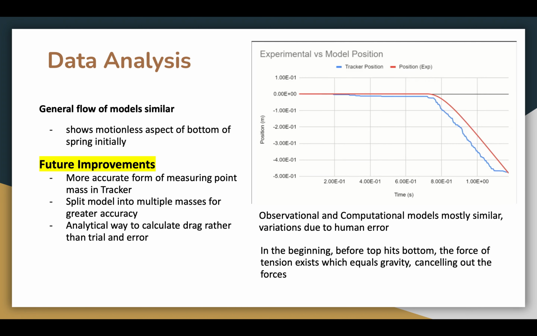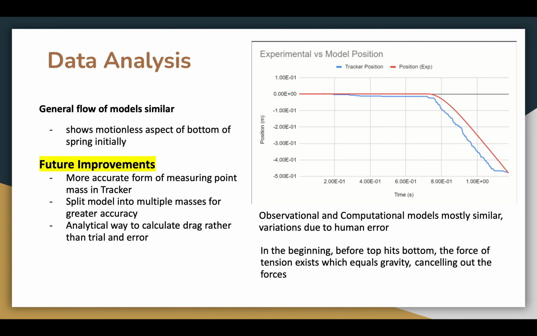This is my graph on Google Sheets comparing the computational and experimental models. The variations that can be seen between the two models is mainly due to human error, as the general flow of the models is similar and shows the motionless aspect of the bottom of the spring initially.